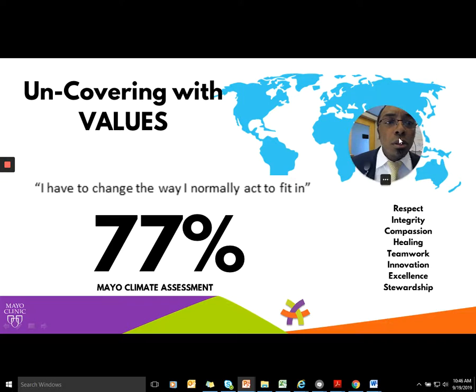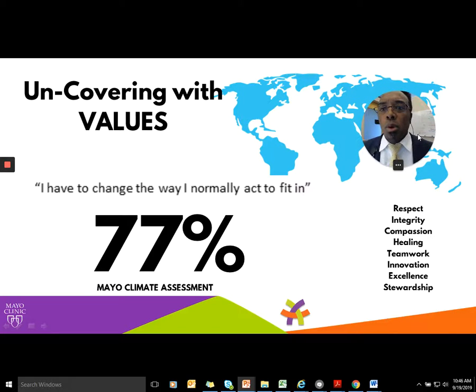Something to note, a little data to support what we've been talking about, is that within our organization, according to the climate assessment, 77% of employees who did the climate assessment felt like they had to cover or augment something about themselves to be in this space, right? 77% of employees, and that cuts across racial and socioeconomic lines of the folks who are employed with us, feel that they have to change something to fit into this organization.